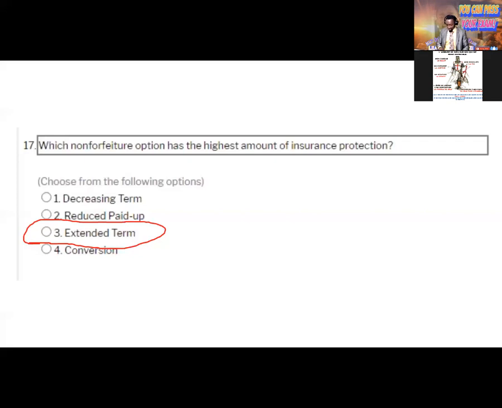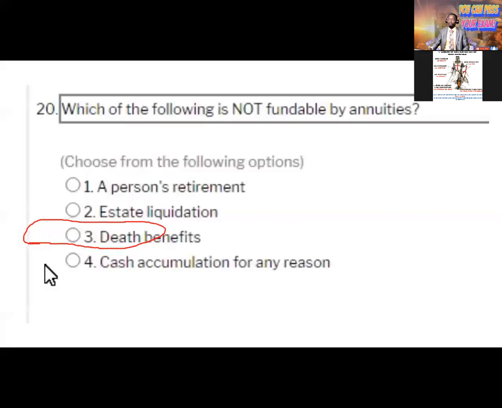Heavily tested. All right, let's go to the next question. Let me clear this out, because every time I have to clear that. Be patient. Next question says, which of the following is not fundable by an annuity? So which of the following is not fundable by an annuity?